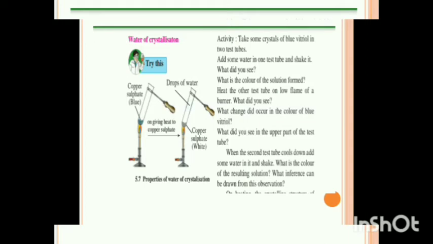So what inference can be drawn from this observation? You will see that heating does not cause any chemical change in the blue vitriol. On heating blue vitriol, loss of water molecules and blue color occurs due to breaking down of the crystal structure. And on adding water, blue vitriol regains its blue color. All the above changes are physical changes.